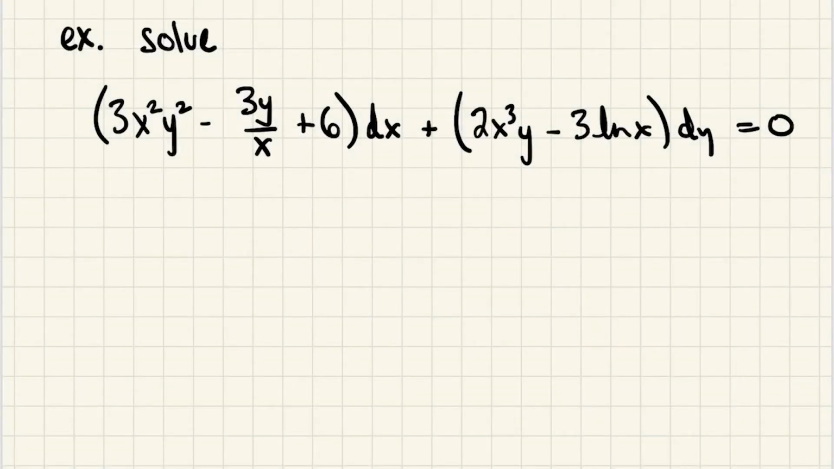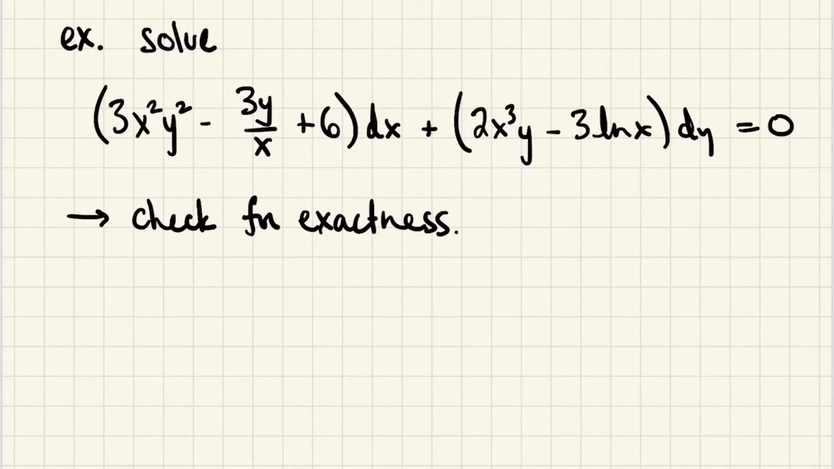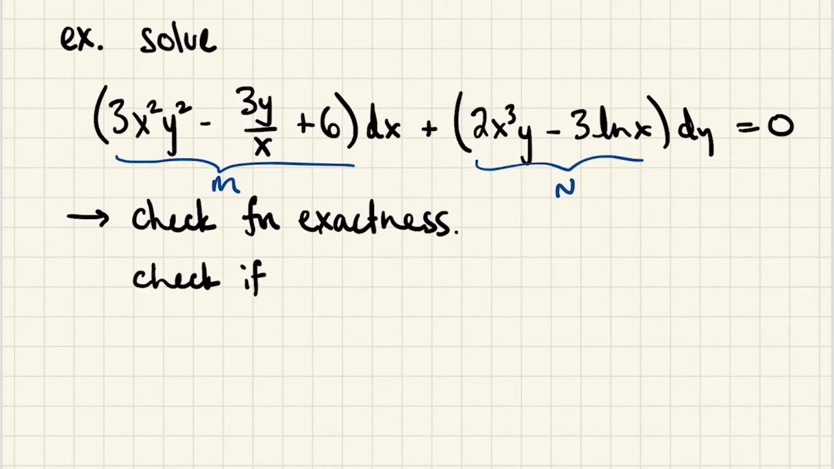All right, with this one, we notice that it's not linear or separable. So we need to test for exactness and hope that it's exact, because if it's not exact, then, well, we don't know how to solve it. So let's first check for exactness. Okay, well, this stuff here, there's our m, and all of that stuff there, that's our n. So we're going to check if m_y is equal to n_x. Derivative of m with respect to y is equal to the derivative of n with respect to x.